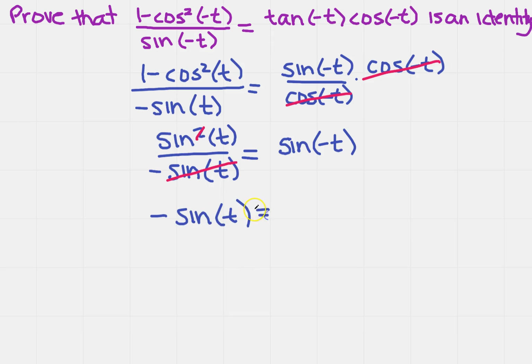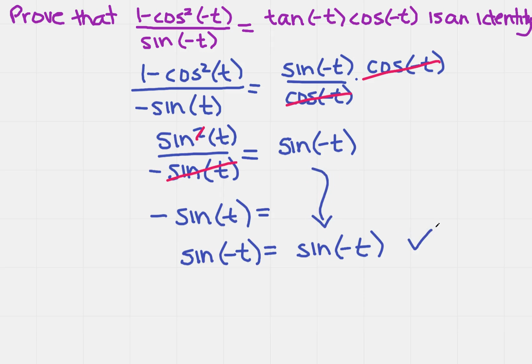But I know that minus sine of t is what? It's the same thing as the sine of minus t, which is what we have over here, that when we simplified the right-hand side. I'm going to draw my arrow for that one step. They look the same, so I have proved that the given is an identity.